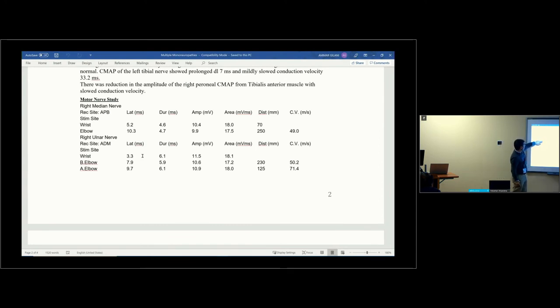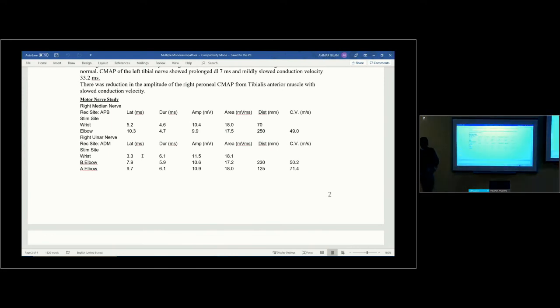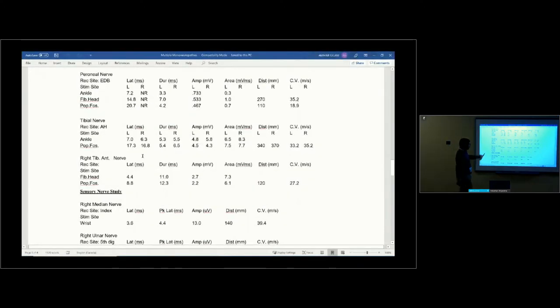So in this case, you have the carpal tunnel, same thing. Latency was prolonged. Velocity is okay. We look at the difference between that. So that's the motor. Then we go to the lower extremity. You can see on the right side, we did not get any response from stimulation of the peroneal nerve at the ankle, below the fibular head, or above the fibular head.